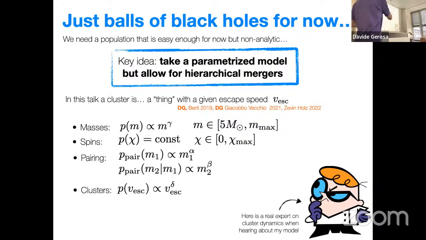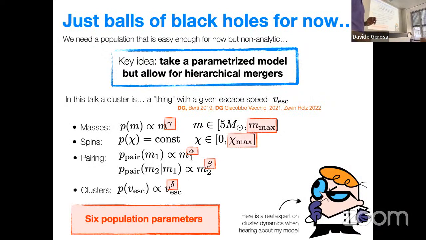I generate masses according to a power law, spin according to a flat distribution between something and something else. I pair two black holes, so I select two black holes randomly from the cluster with other power laws, and I distribute the escape speed of the cluster with yet another power law. So this is a population that has 6 free parameters that I then ask my data to tell me their best combination of.